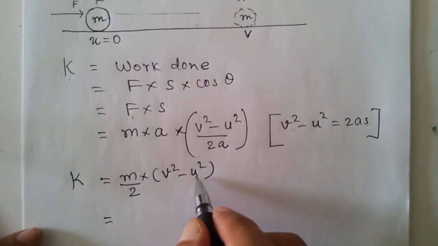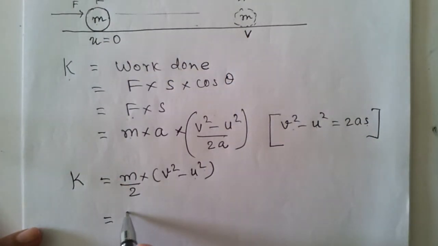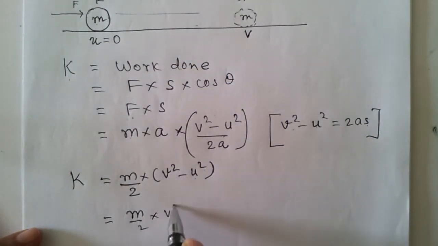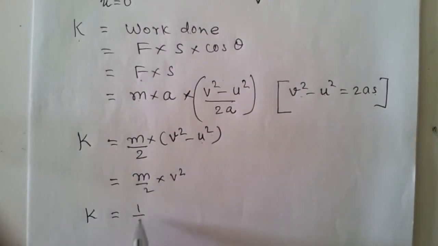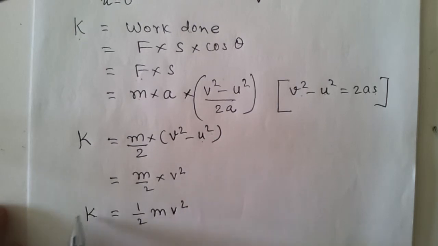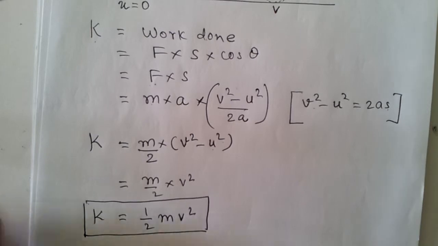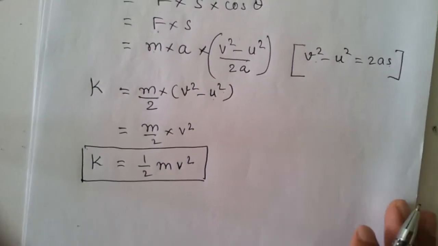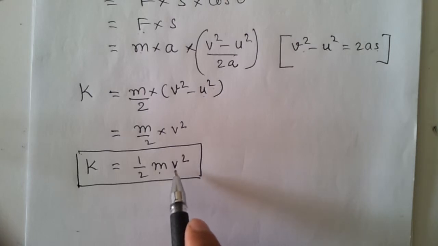Since the initial velocity is 0, as we saw over here, u is 0, so this becomes m by 2 into v square. And from this we get that famous equation of kinetic energy, half mv square, right? So the kinetic energy of an object is half mv square. m is the mass of the object and v is the velocity.